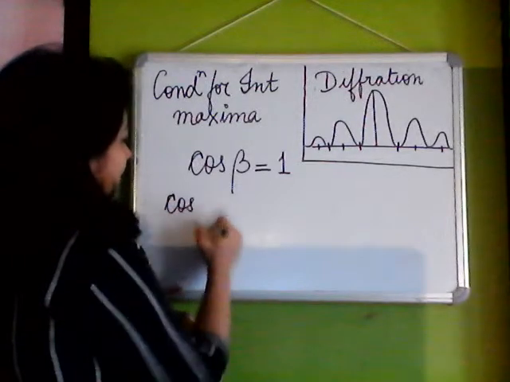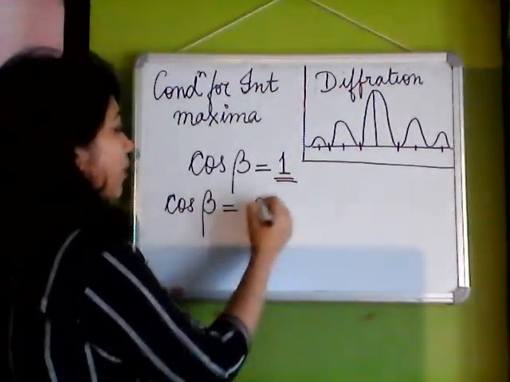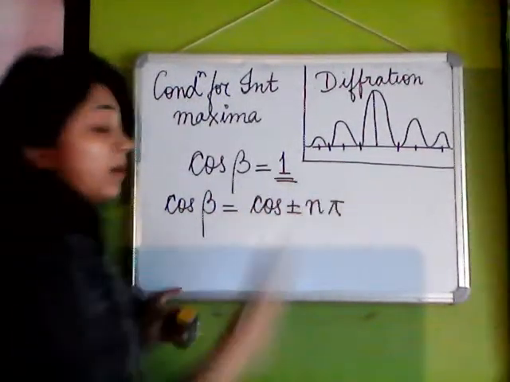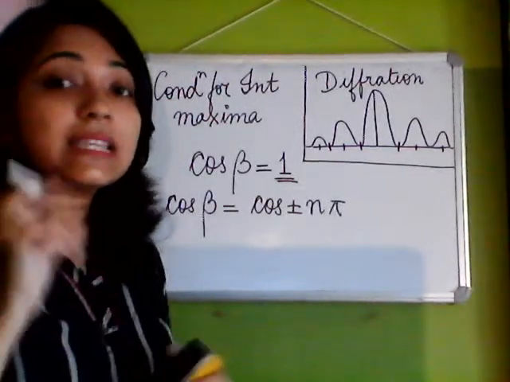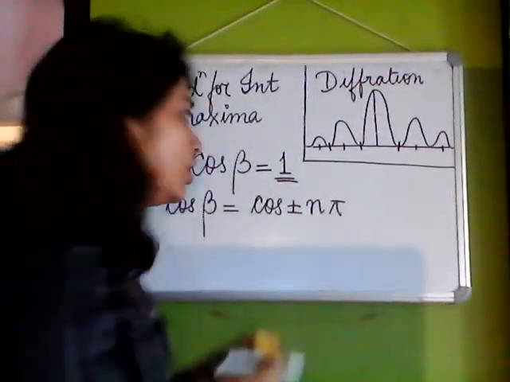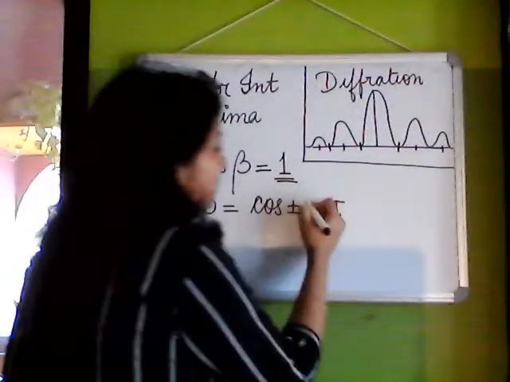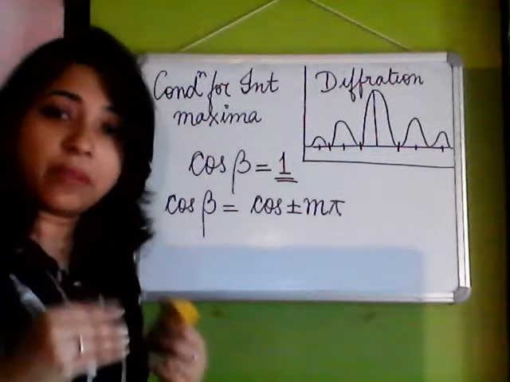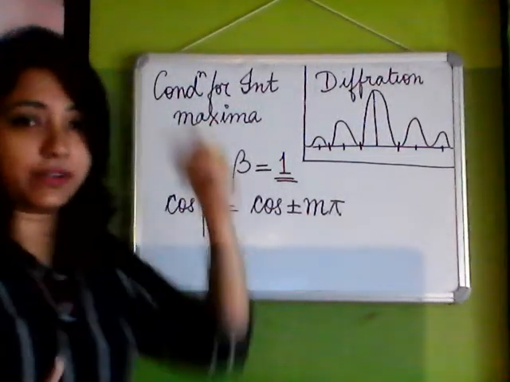May I not write that this beta, the maximum over here, is received for all values of plus minus m pi. Now, students, please remember that we have used this integer n for the diffraction, so I am deliberately not using this n once again. I am using some other number, say m, so that it is easy for us to remember that the values of n are for diffraction and m are for interference. Okay.